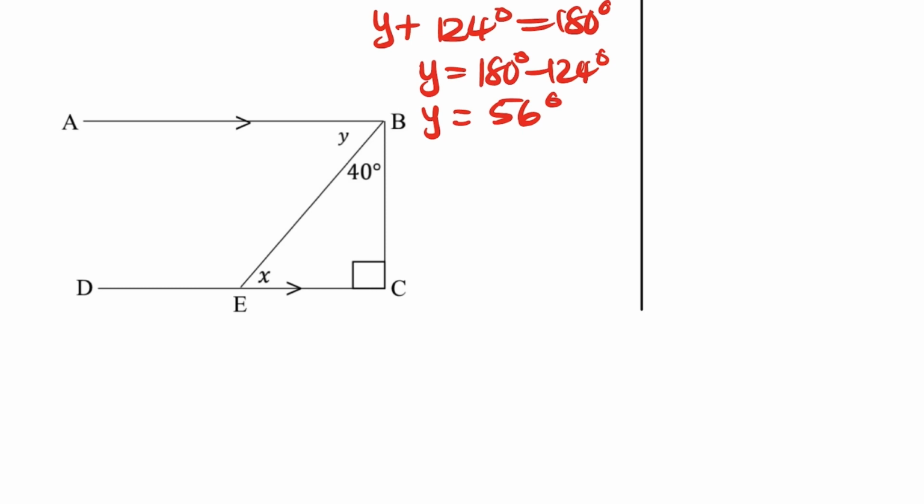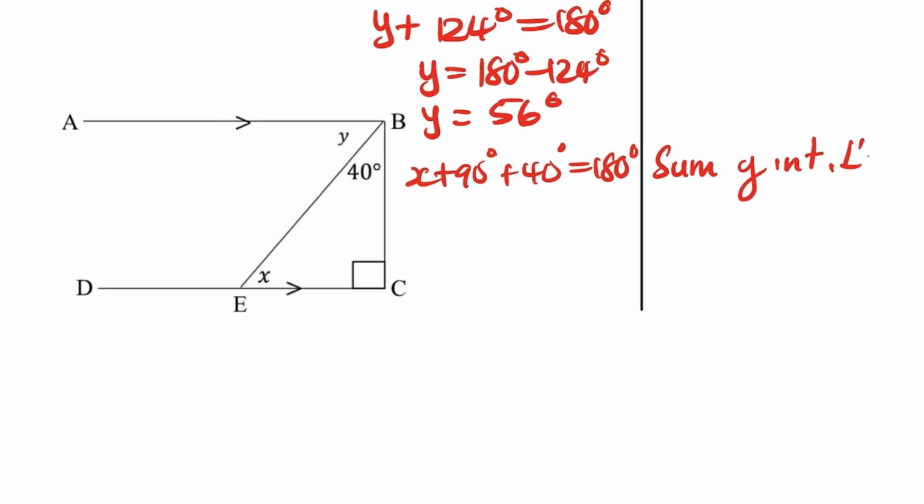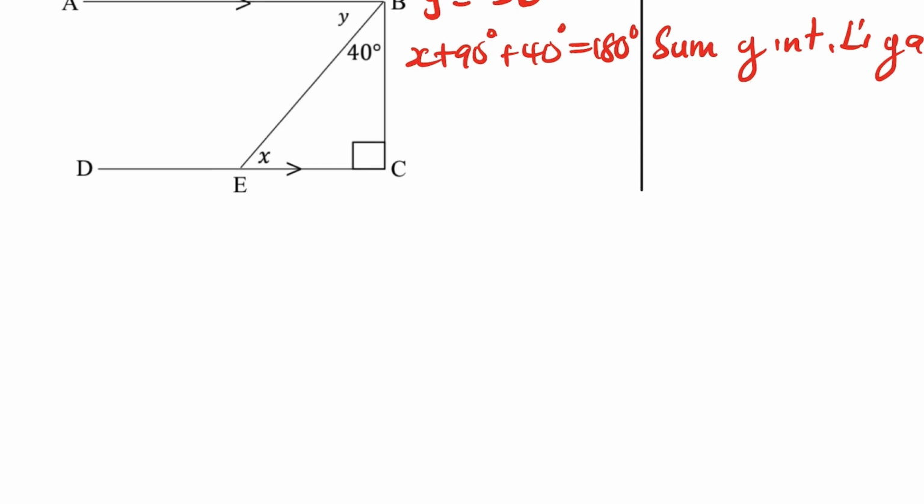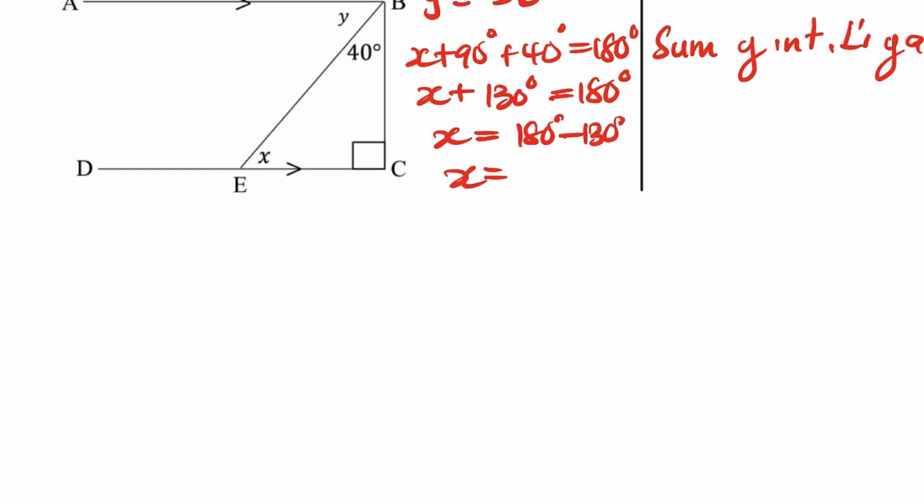So we can say x plus 90 degrees plus 40 is equal to 180. We can say sum of interior angles of a triangle, right? So we'll say x plus 130 equal to 180. So x is equal to 180 minus 130. When we transpose, x is going to be what? 50 degrees.